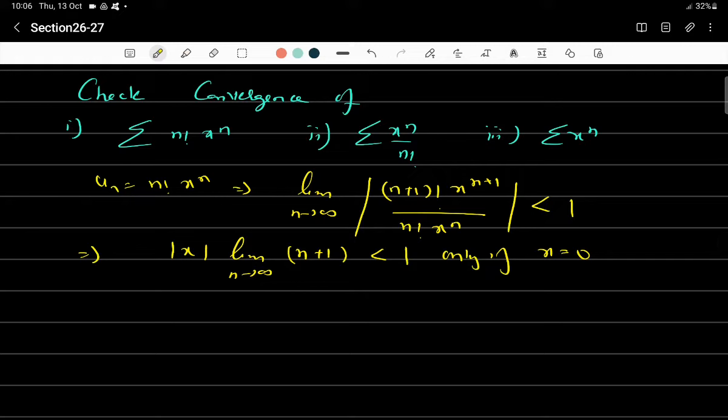If you multiply it by 0, then only can the term be less than 1, otherwise we cannot guarantee anything. So in this case we say the radius of convergence is 0. This is a special case where it is not an interval.